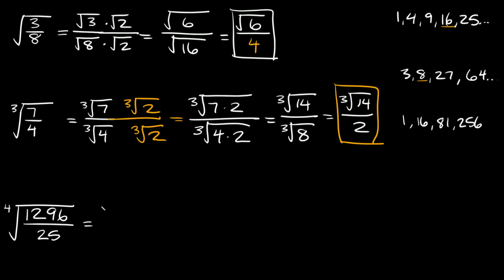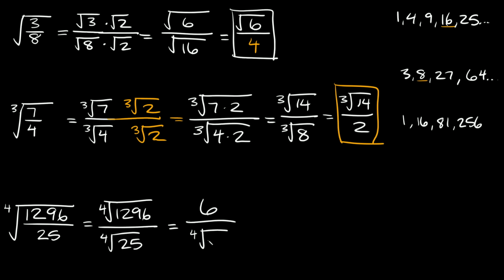So again, we can break it up into the fourth root of 1296 over the fourth root of 25, okay? Now, before trying to turn this denominator into a whole number, one thing we can do is actually simplify the numerator up here, because the fourth root of 1296 is actually equal to just 6. Okay, so here we have 6 over the fourth root of 25. So now that we have it more simplified, this will be a little bit easier.